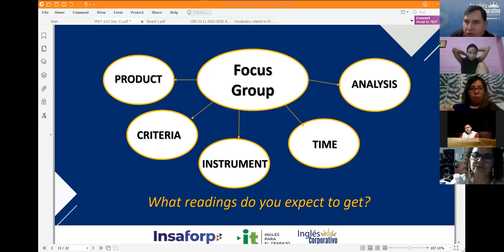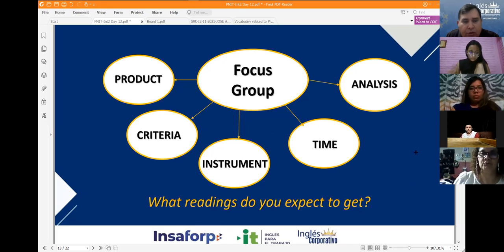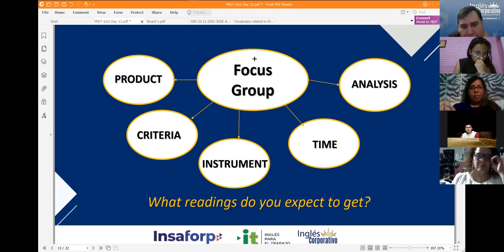So, let's continue. Now, yes, we can discuss this. How do you understand these things are related? Okay, what are we doing? We are analyzing a product, and we choose a focus group to analyze the product. How are these elements related to the focus group and the product? So first, how is the product related to the focus group?